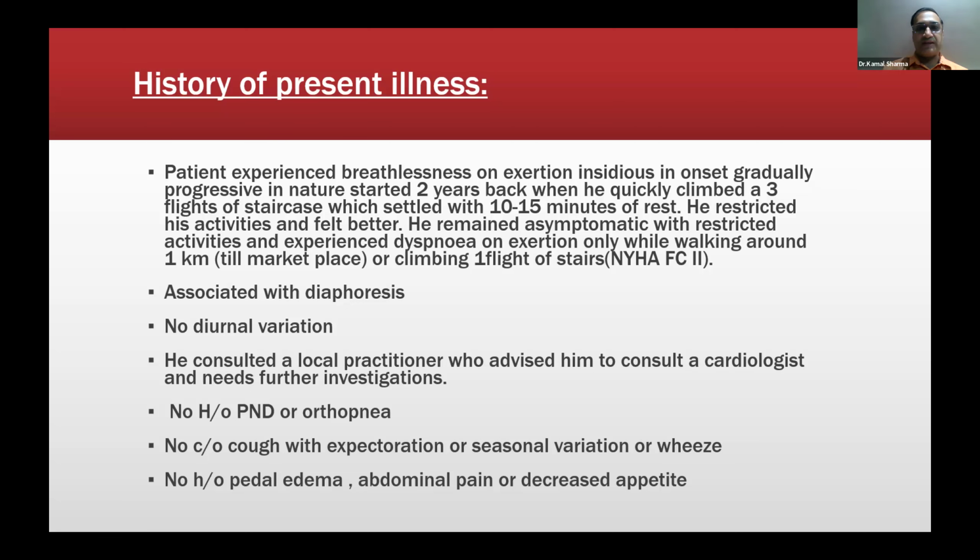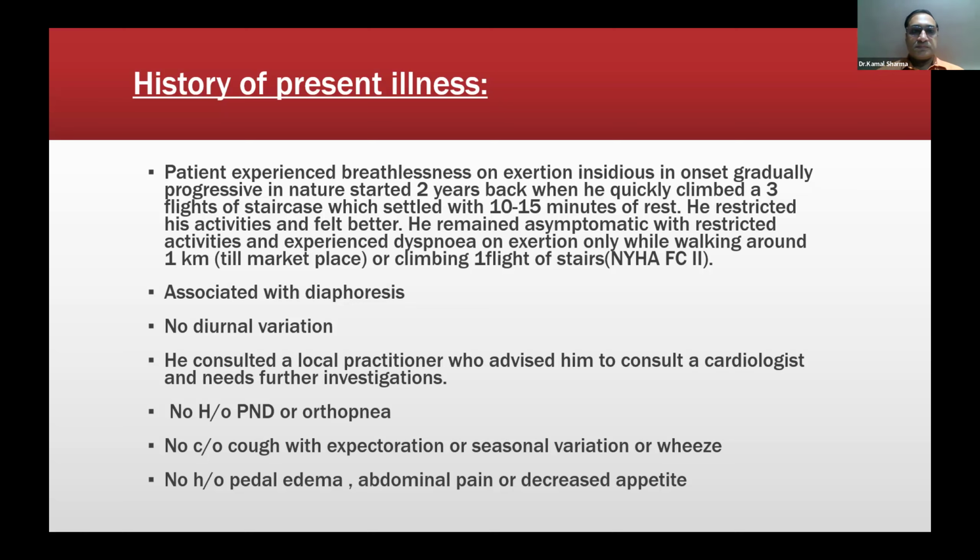Why do patients of HCM not have PND? Or is it uncommon, or can they have it? It is uncommon. Why is it uncommon in HCM? Because of decrease in the heart rate, which increases diastolic filling, and coronary perfusion improves. So one is reduction in the heart rate.